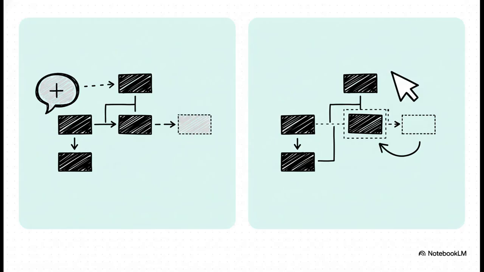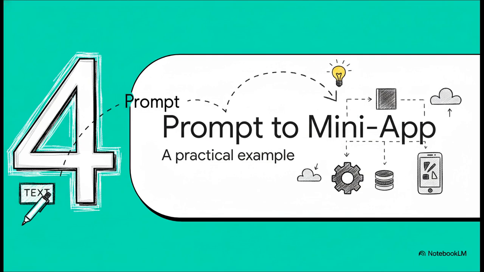And you have total flexibility when you want to make changes. You can use conversational commands, literally just tell Opal what to do, or you can jump into the visual editor for more of that hands-on, fine-grained control. It gives you both speed and precision, which is awesome. Okay, let's make this even more concrete. Let's walk through a quick example of how a really simple prompt can transform into a working mini-app.